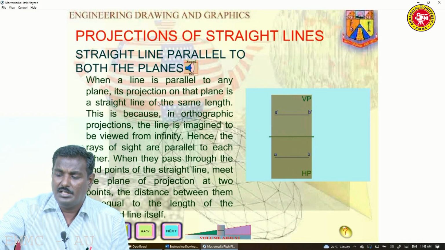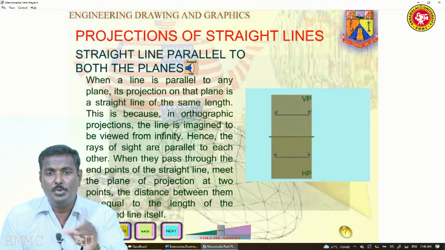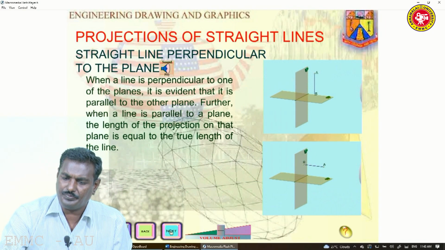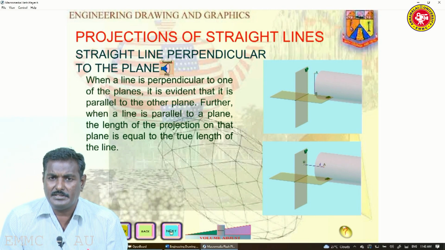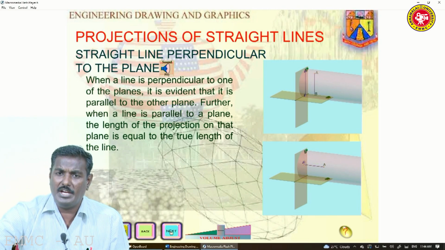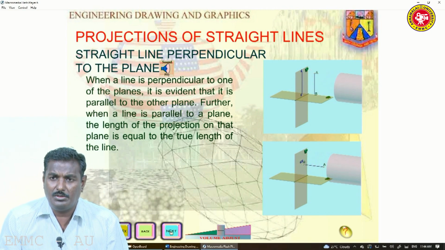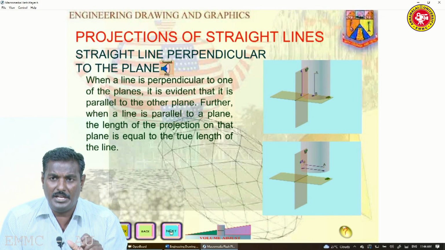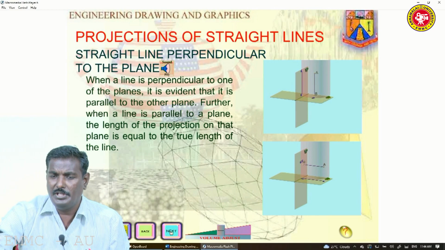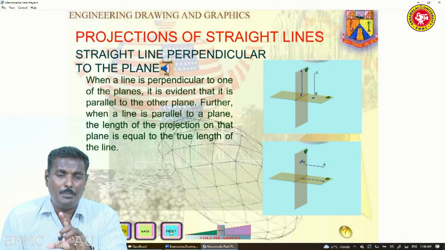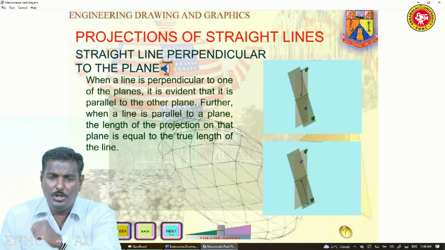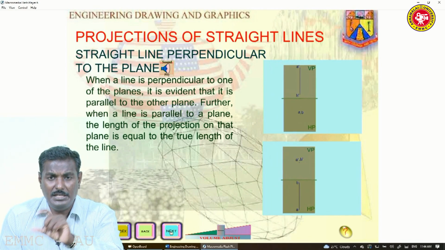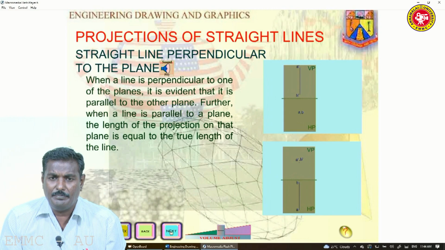So, this is a line parallel to both planes, that is the vertical plane as well as the horizontal plane, and a straight line perpendicular to the planes. Look at these animations. The top animation shows a line perpendicular to the horizontal plane. The bottom animation shows a line perpendicular to the vertical plane. So, both.